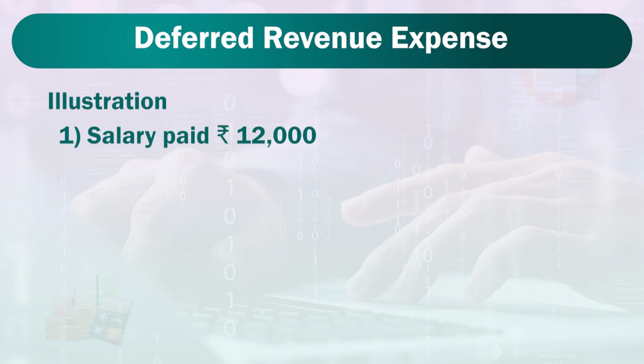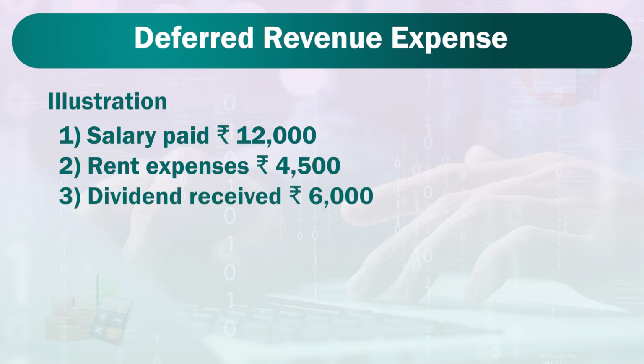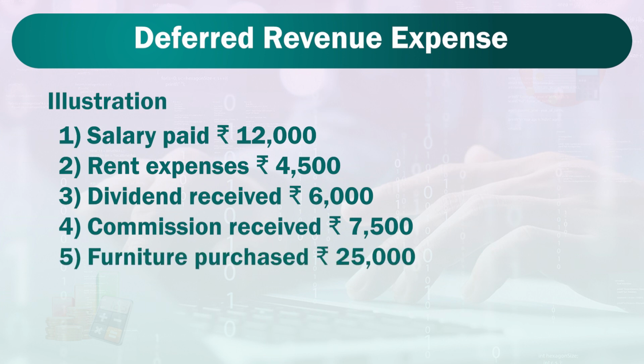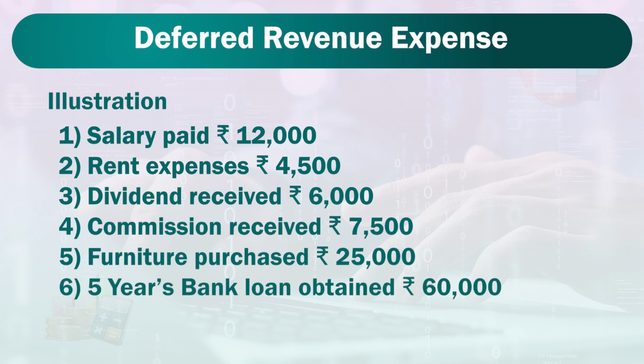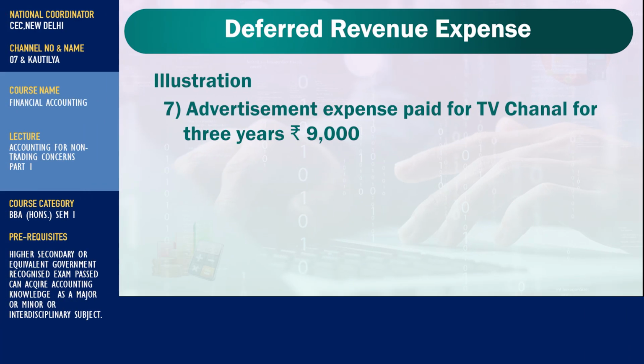1. Salary paid rupees 12,000. 2. Rent expenses rupees 4,500. 3. Dividend received rupees 6,000. 4. Commission received rupees 7,500. 5. Furniture purchase rupees 25,000. 6. 5 years bank loan obtained rupees 60,000. 7. Advertisement expenses paid to TV channel for 3 years rupees 9,000.